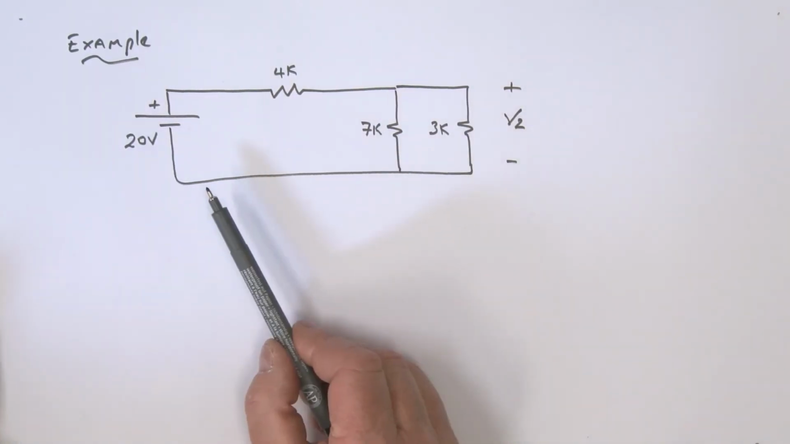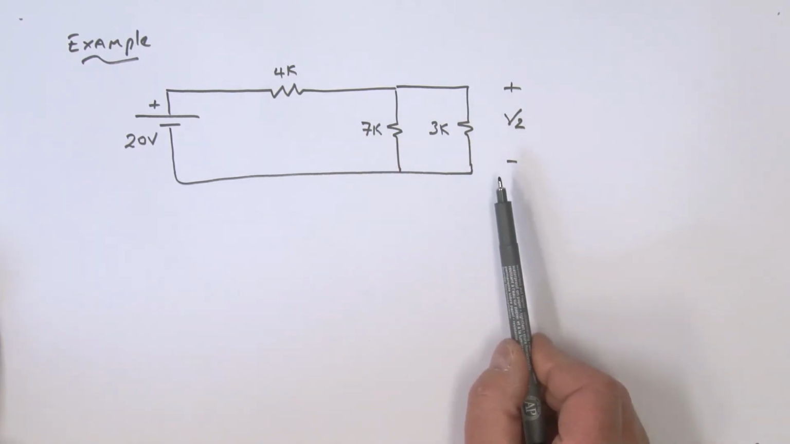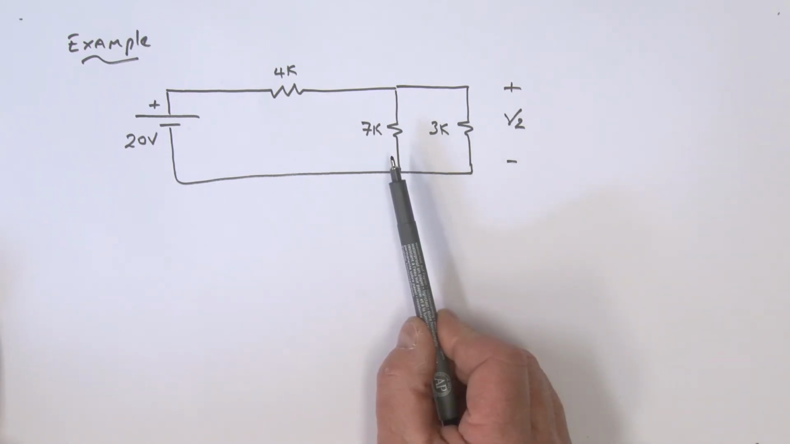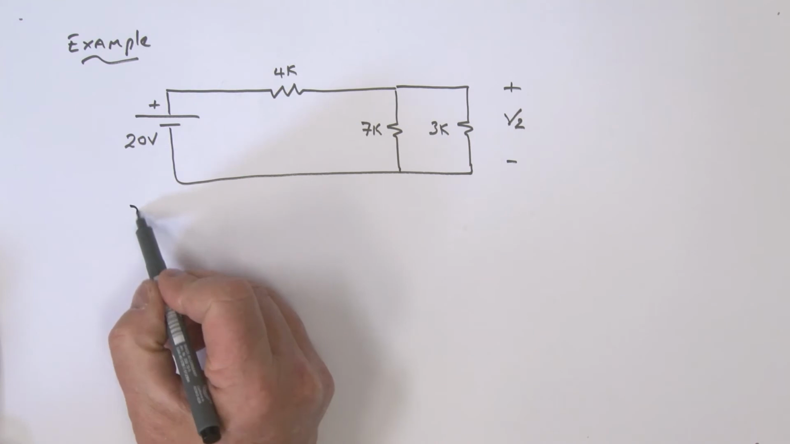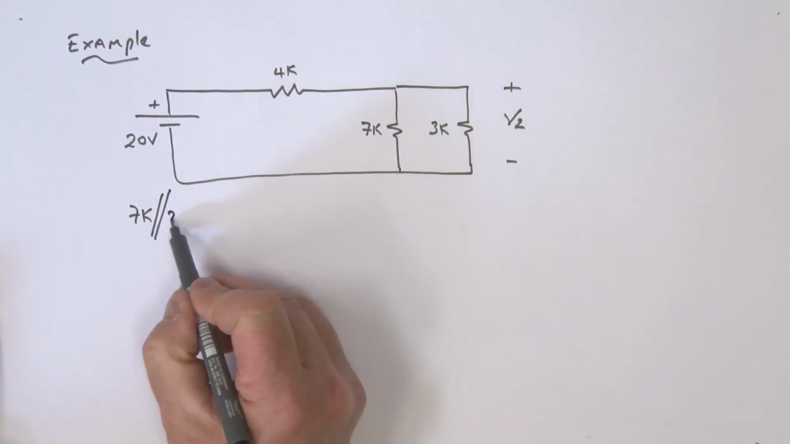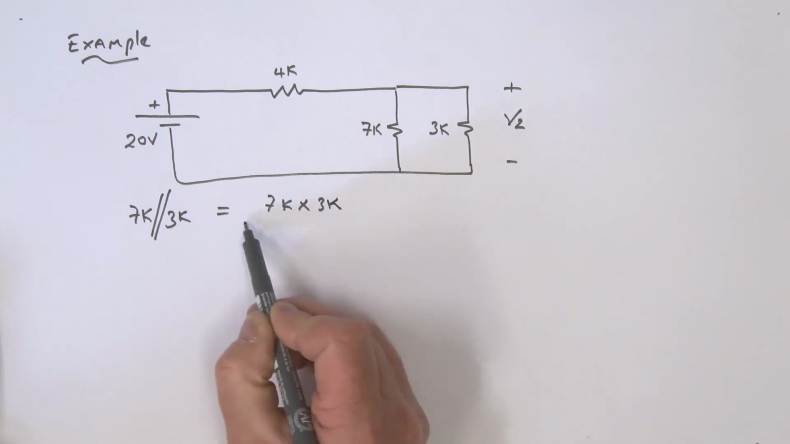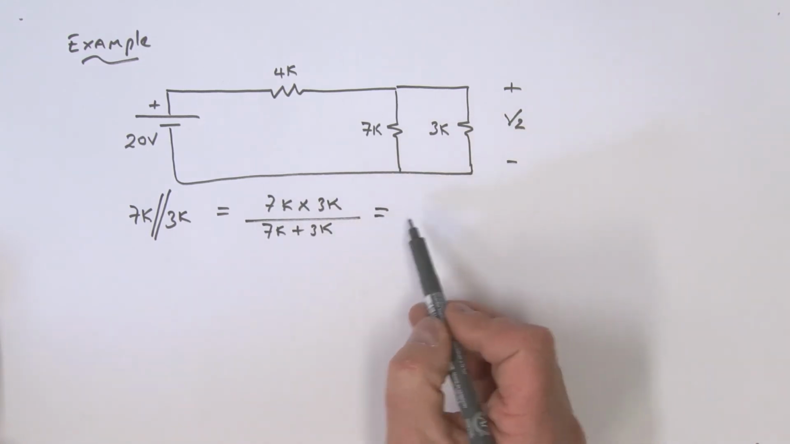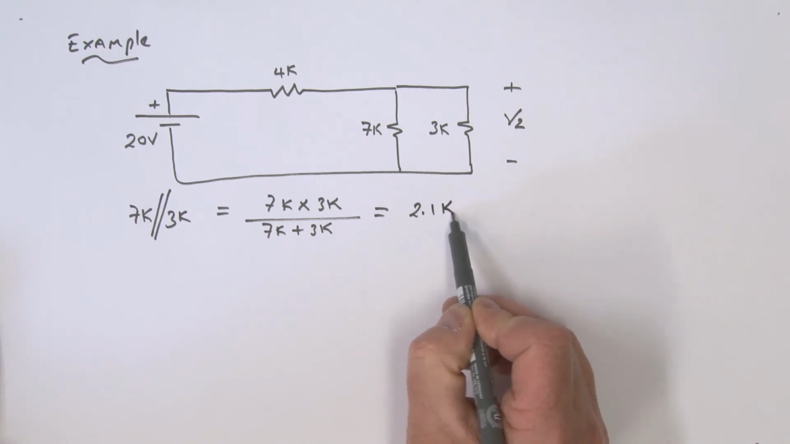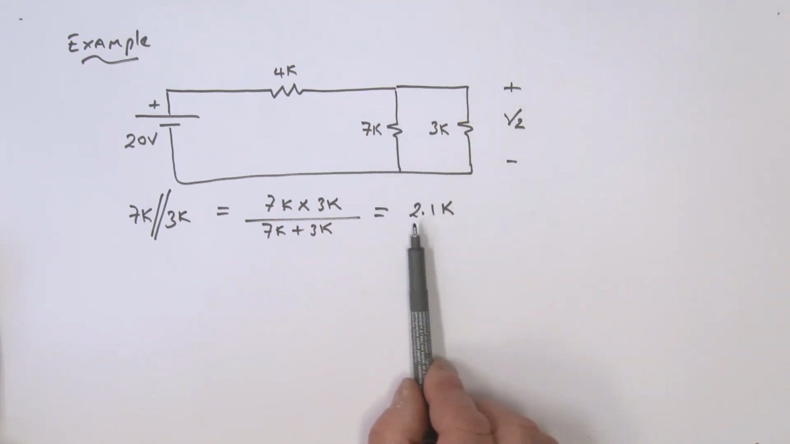Okay, let's take a little example here. We want to find that voltage V2, and I would like to use a voltage divider relationship to do that. In order to use a voltage divider relationship, it has to be a series circuit. So first we need to combine these two resistors together. We've got a 7K in parallel with a 3K, which is 7K multiplied by 3K over the sum of the two, 7K plus 3K. That's the parallel equivalent resistance, and if you work that out, it comes to about 2.1K. So we can replace these two with a single resistor of 2.1K.